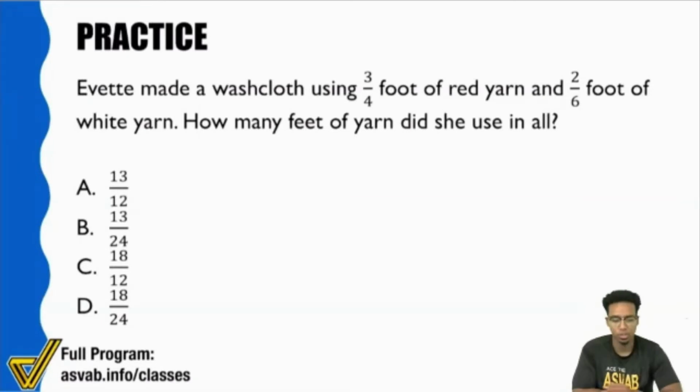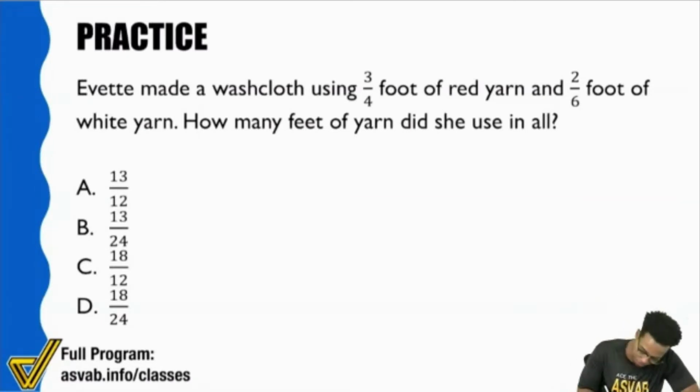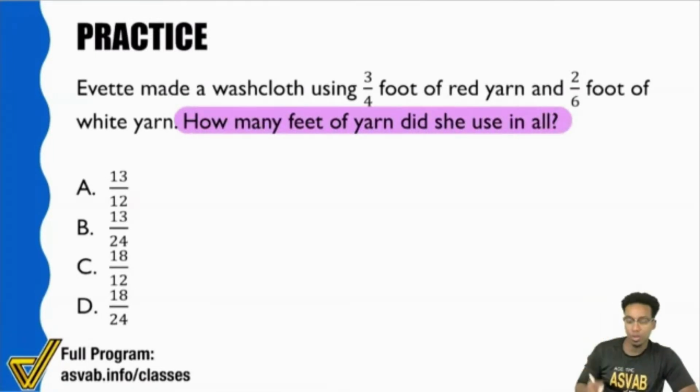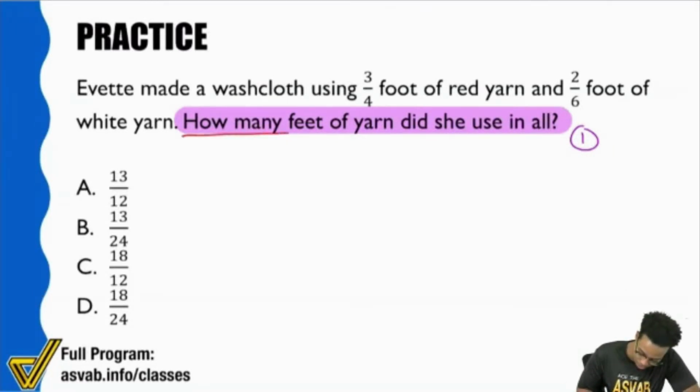The question. So right here, how many feet of yarn did she use in all? That's where your attention snaps to. Let me go ahead and label that with a 1. That's step 1. Read the question. So what are some things that we should underline here? Well, the action here, the question word or phrase, how many feet of yarn? So we want feet of yarn.